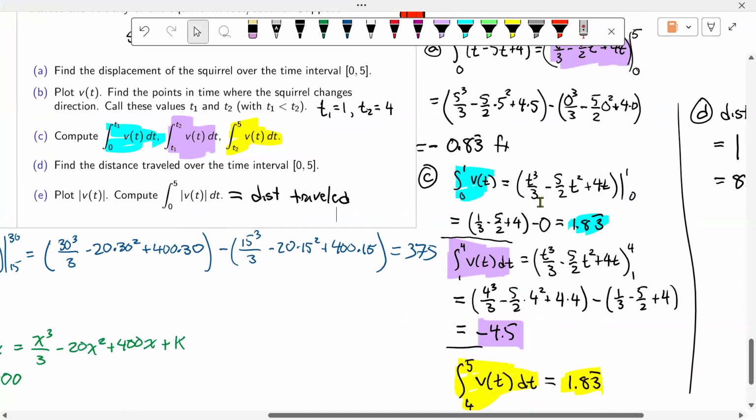So now you're ready for a homework problem I have that's very similar to this. Any questions though, before we move on?